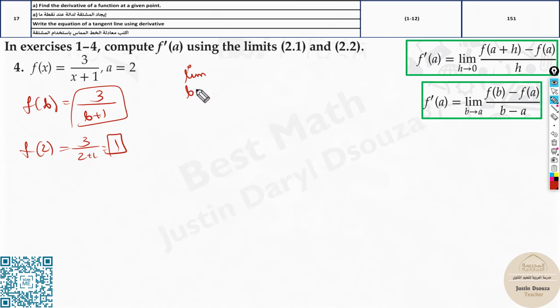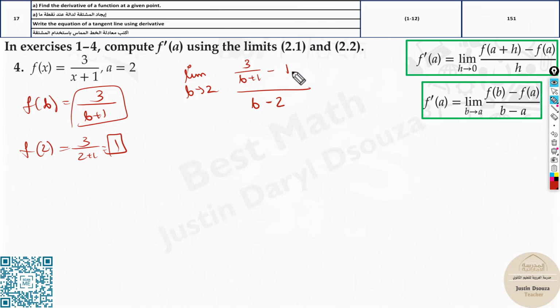Limit as b tends to 2, not 1, because a value is given as 2. Let's substitute 3 divided by b plus 1 minus 1 divided by, what is b here? Sorry, a is 2. Now can you directly apply the limit? If you apply, it will be 0 and it's undefined. So we do the same concept we did a while ago. We multiply and divide this by the denominator.